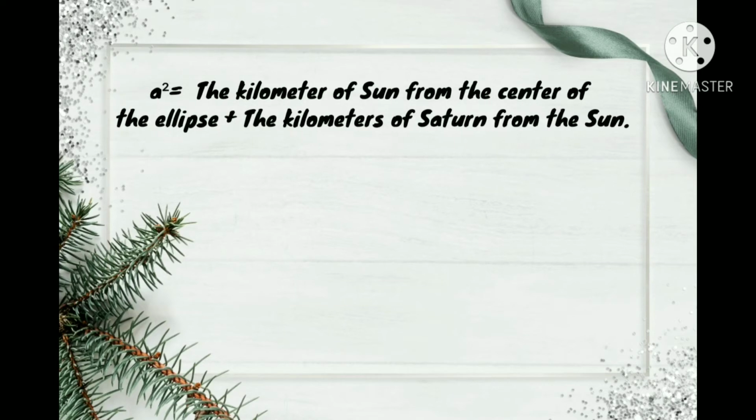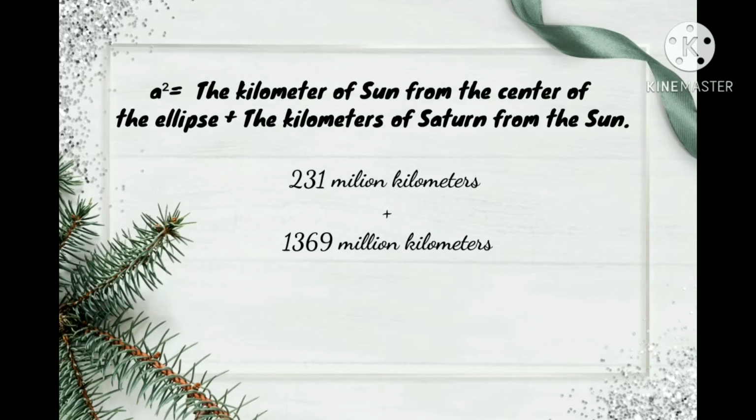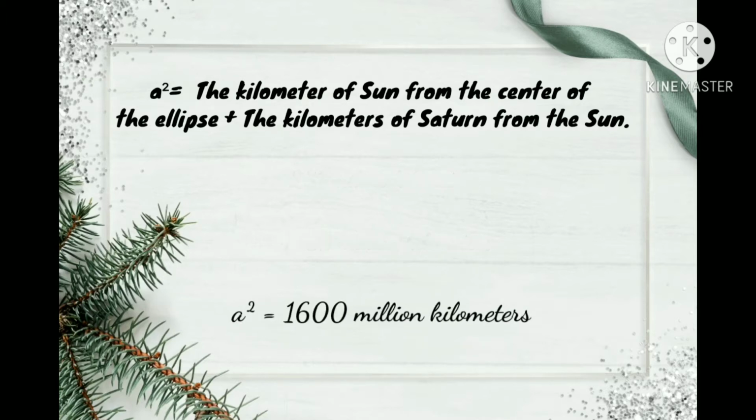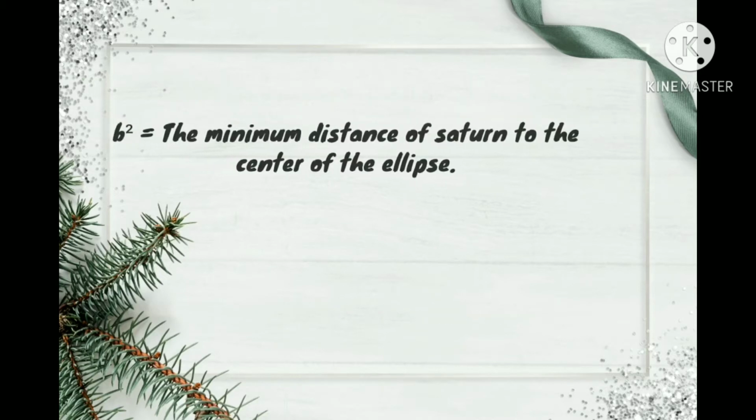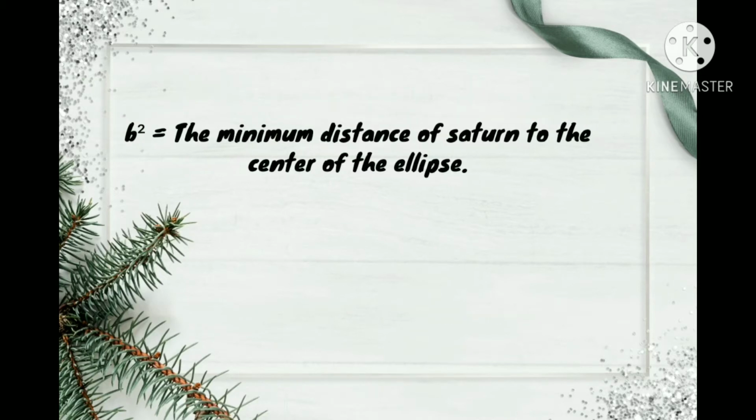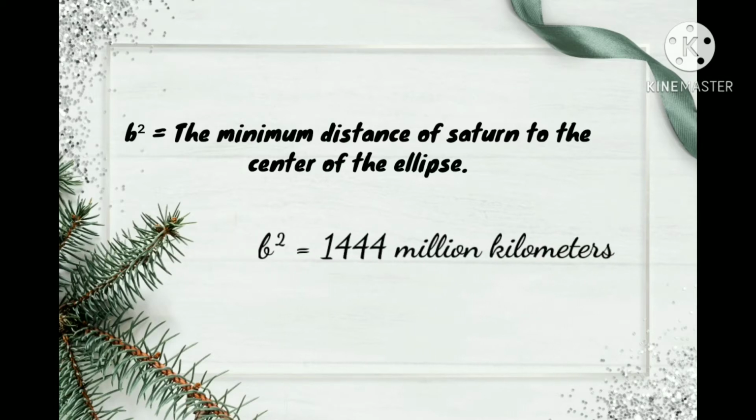To find the value of a squared, it equals the kilometers of the Sun from the center of the ellipse plus the kilometers of Saturn from the Sun. 231 million kilometers plus 1,269 million kilometers equals 1,600 million kilometers. So our a squared equals 1,600 million kilometers. To find the value of b squared, it equals the minimum distance of Saturn to the center of the ellipse, and that is 1,444 million kilometers.